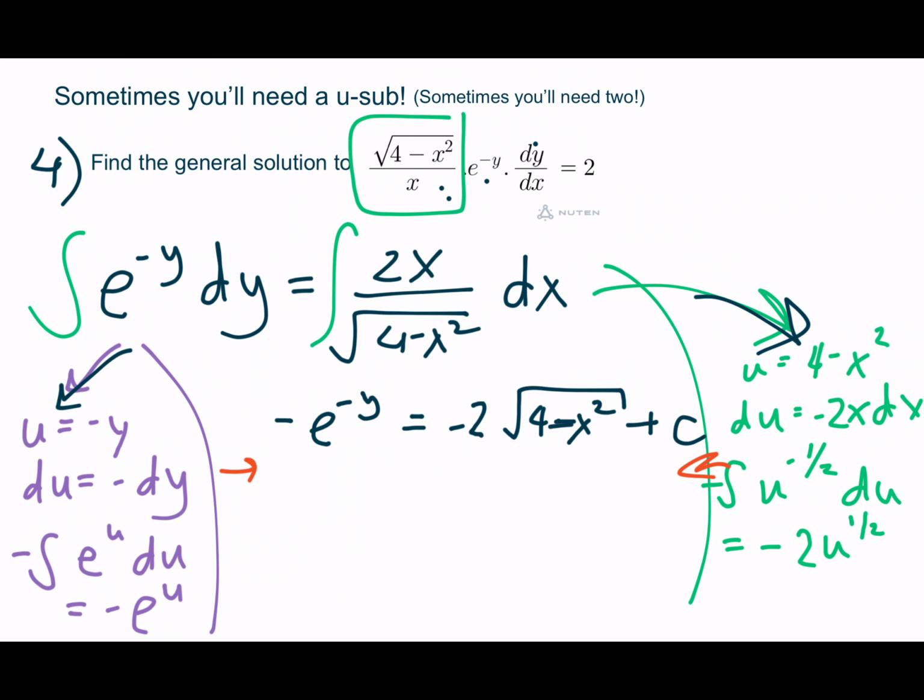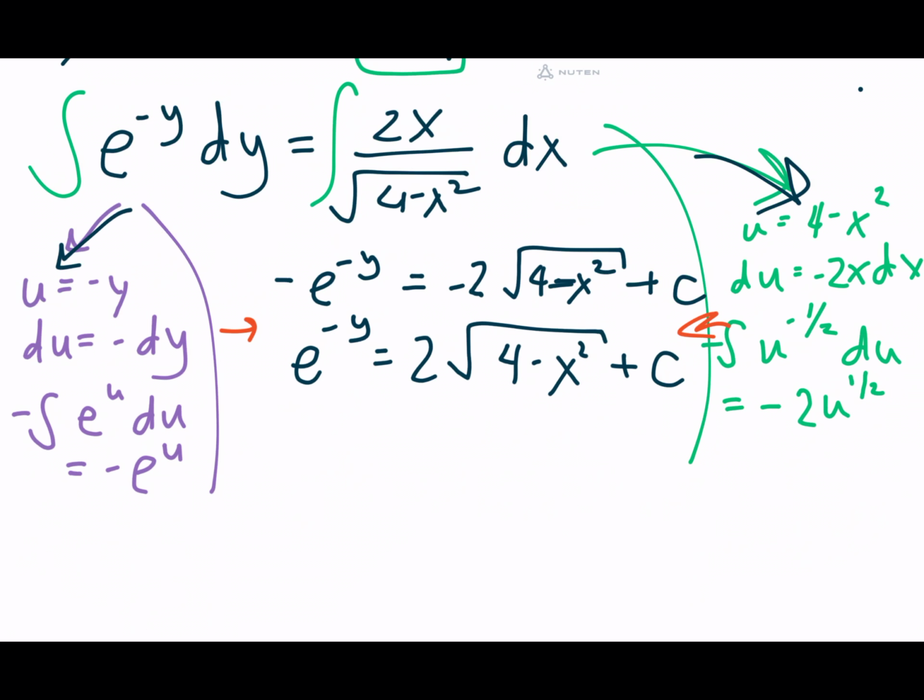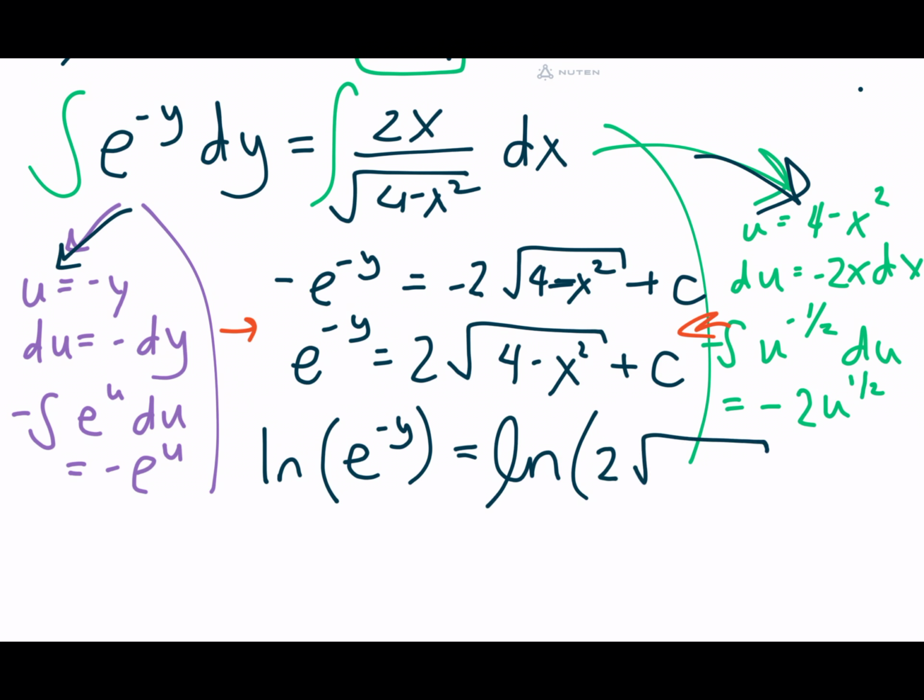Okay, so I'm going to divide by that negative. I'll have e to the negative y is equal to 2 times the square root of 4 minus x squared plus c. Okay, at this juncture, if I try to take the natural log of both sides, I take a natural log of sides, not pieces. Same thing, square root of sides, not pieces, i.e. sides, not pieces. You're changing sides. Okay, so natural log of this whole stupid thing in here.